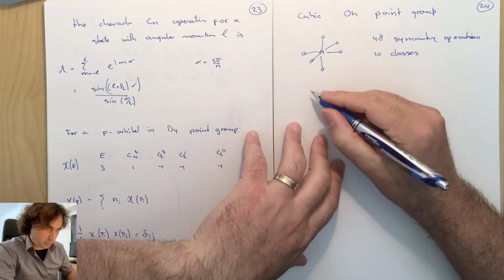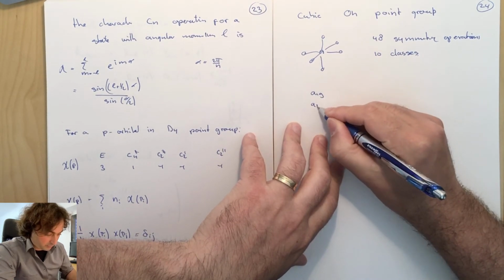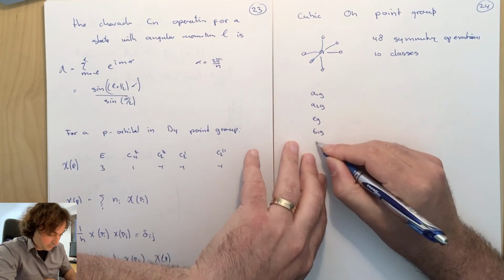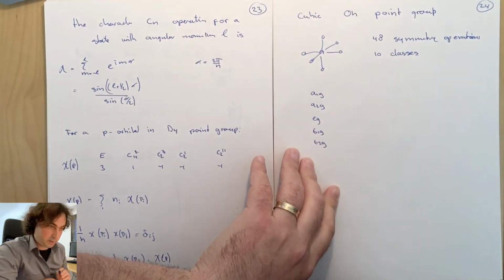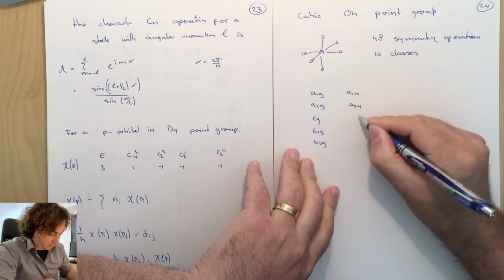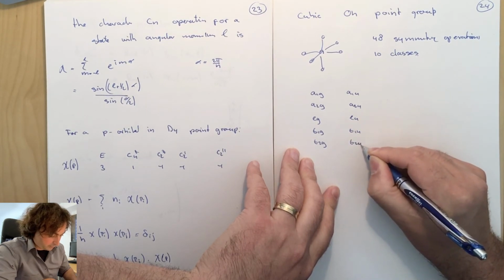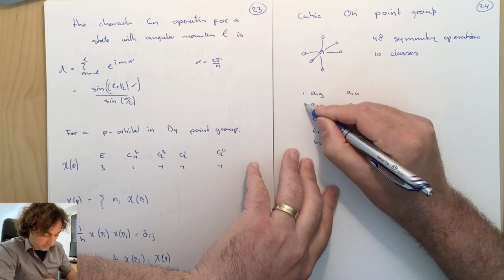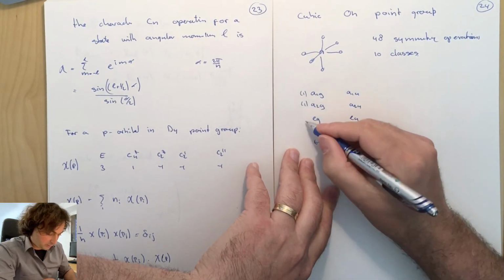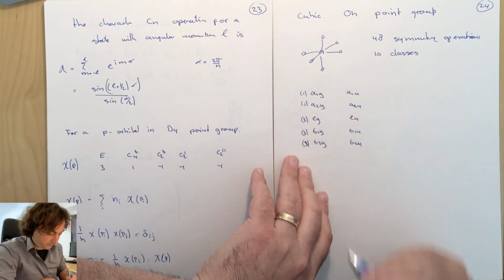And these irreducible representations are the A1g, A2g, Eg, T1g, and T2g, and we have inversion symmetry, so we also have A1u, A2u, Eu, T1u, and T2u. And again, these are one-fold, these dimensions are one, this dimension is two, and the dimension of the T is three.